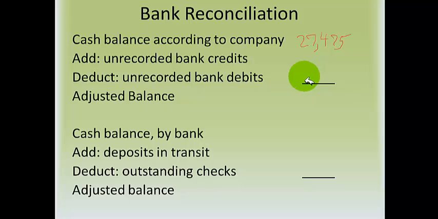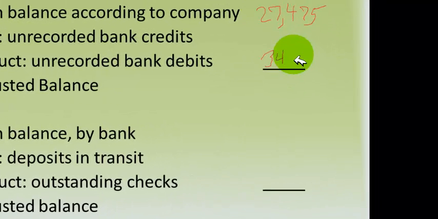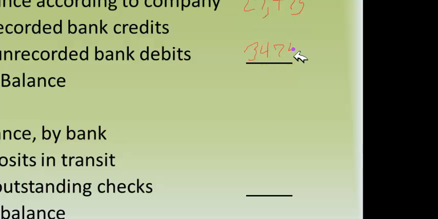That was for $3,400. And then there was a bank service charge of $75. That means we saw that fee on the bank statement and we also need to record that in our books. So the total of $3,475 will need to be deducted. And that brings us to an adjusted balance of $24,000.